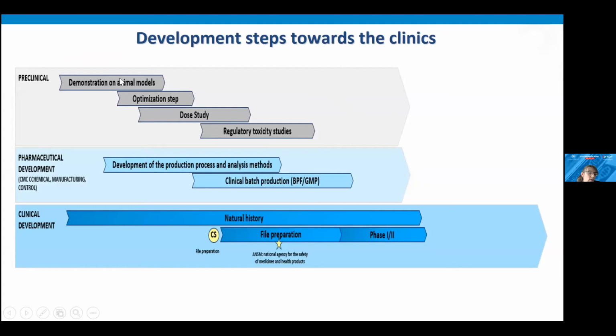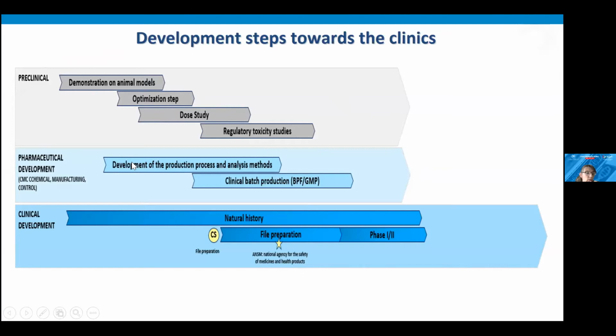So you have a first demonstration, then usually we optimize to define the best product to go to the human. We have a dose study to define precisely the dose that is required to have an efficiency that we plan to have in human. And you need to have a regulatory toxicity study, so this is mandatory.